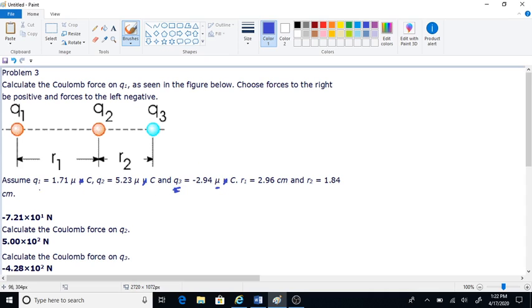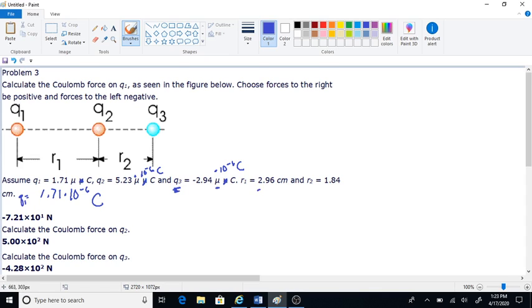But what are these really? This is 1.71 times 10 to the minus 6 regular coulombs, and that's Q1. And Q2 is 5.23 times 10 to the minus 6 coulombs. And this is negative 2.94 times 10 to the minus 6 regular coulombs. So you need to have those in regular coulombs, not micro. I just converted them for you pretty quickly.